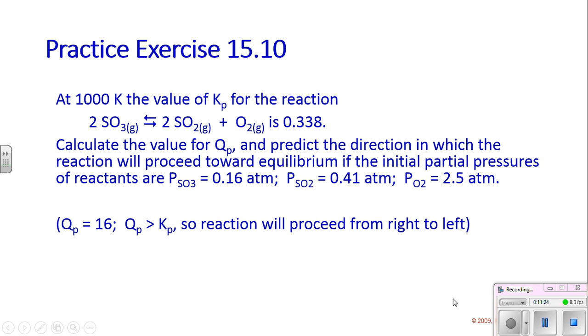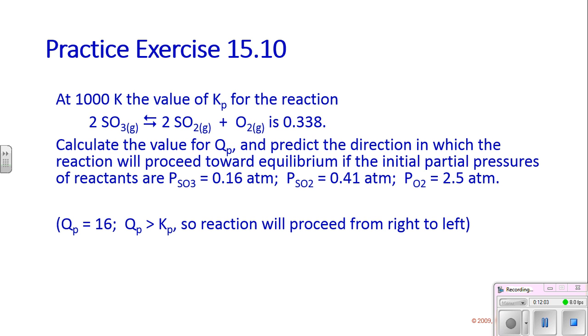Okay, we're going to quickly look at practice exercise 15.10. It's worked very similar to the sample problem we just worked out. We're looking at the equilibrium equation where 2SO3 is at equilibrium with 2SO2 plus O2, and the value for Kp is 0.338. We need to calculate the Qp and predict the direction in which the reaction will proceed toward equilibrium if the initial partial pressures of the reactants are 0.16 atm, 0.41 atm, and 2.5 atm.